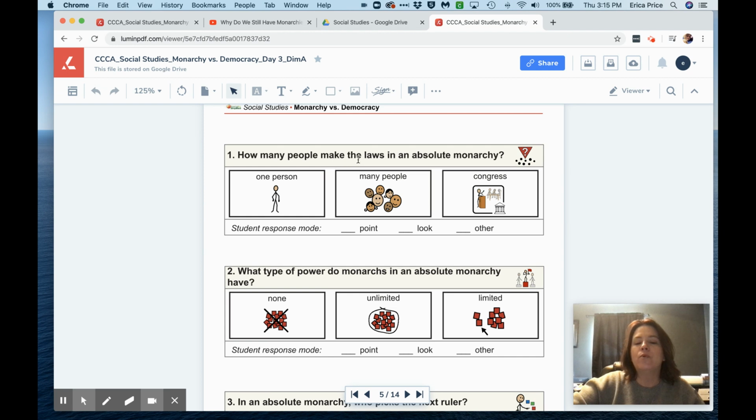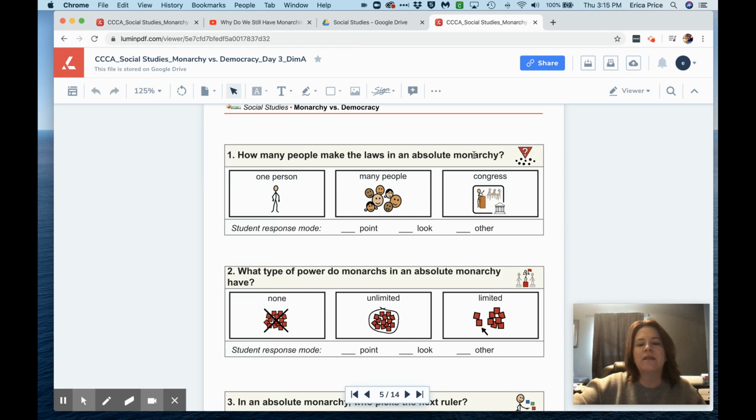How many people make the law in an absolute monarchy? Is it one person, many people, or Congress? Now think about this. Write down number 1, and you're going to write your answer down. We are going to go back to the text and find the answer, but I would like for you to try to come up with it by yourself since we just read about it. If you can't, it's okay. You can wait, and then we'll go back.